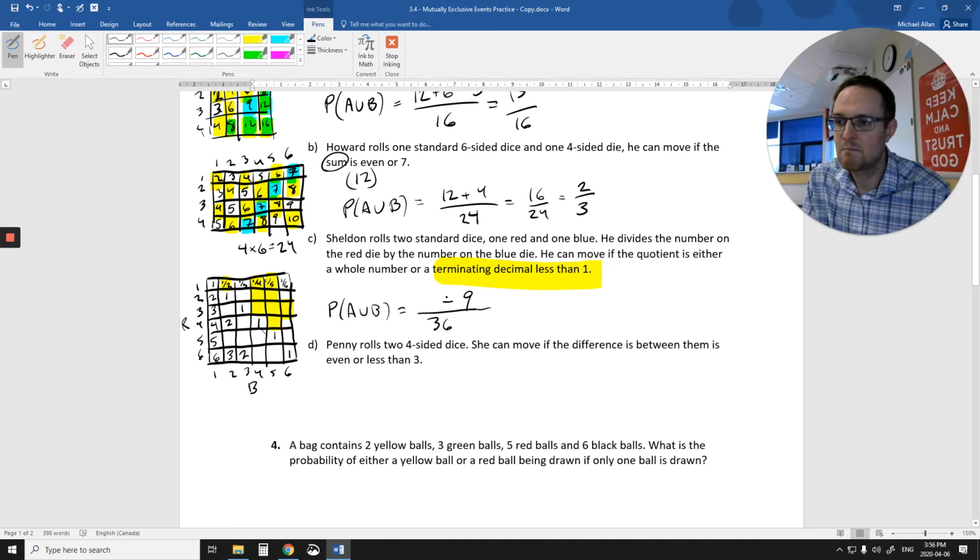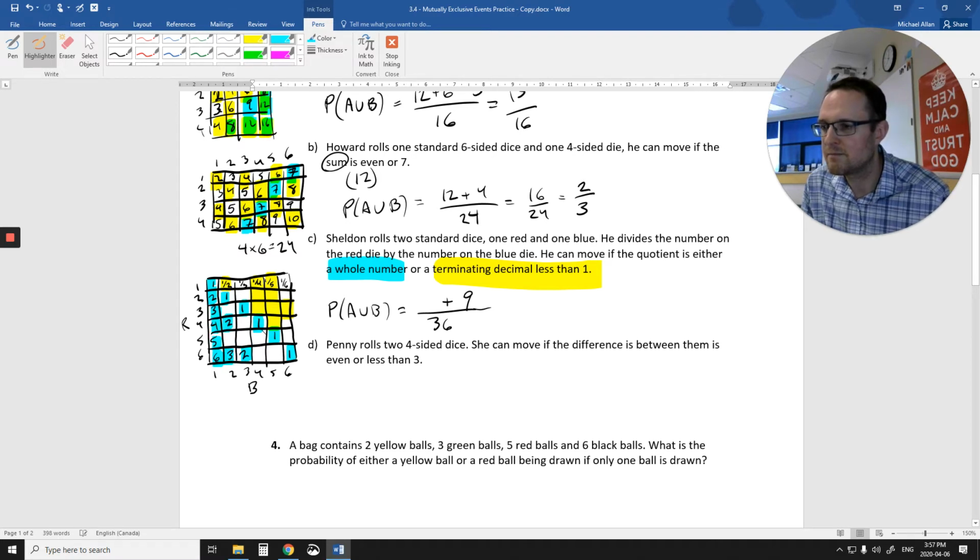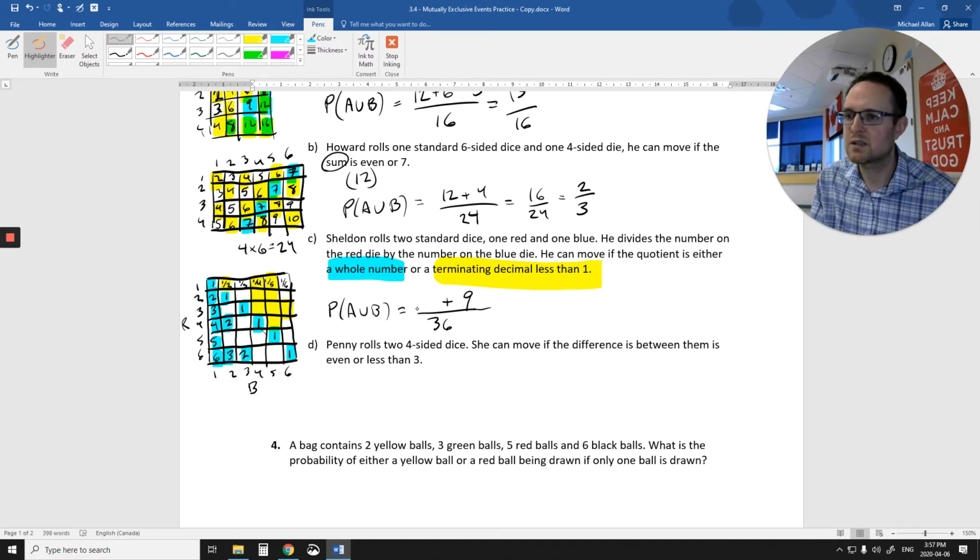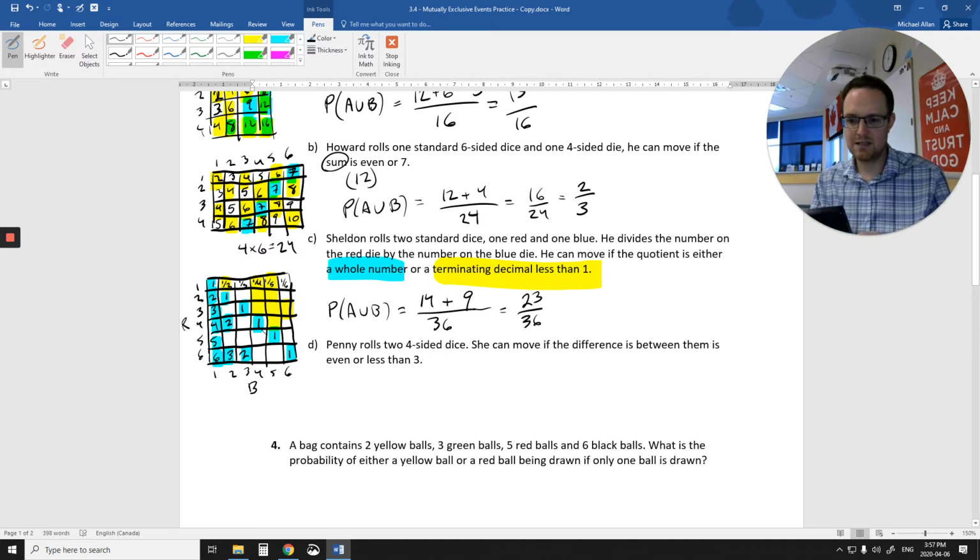Plus the whole numbers. Remember, whole numbers are numbers with no decimals. So 1, 2, 3, 4, 5, 6. And you notice that these are not going to intersect with each other. So these are mutually exclusive. 6, 7, 8, 9, 10, 11, 12, 13, 14. Yeah, so let's say I got 14. Yep, 14 of those. So this is 23 over 36. And I don't think that reduces because 23 is a prime number.